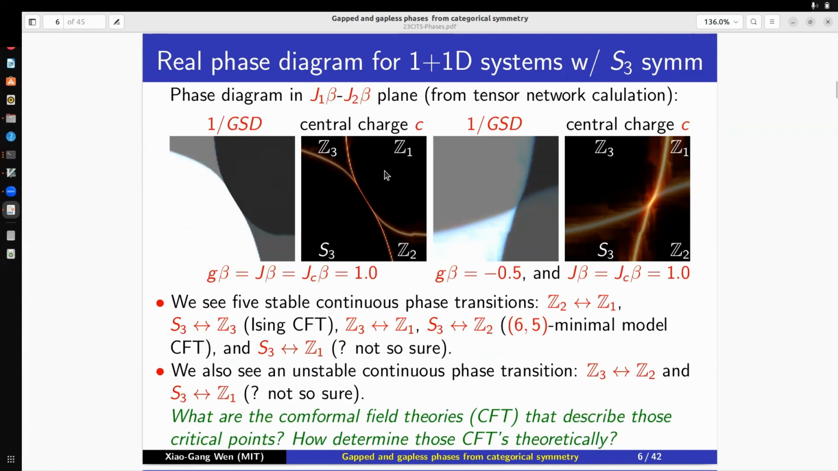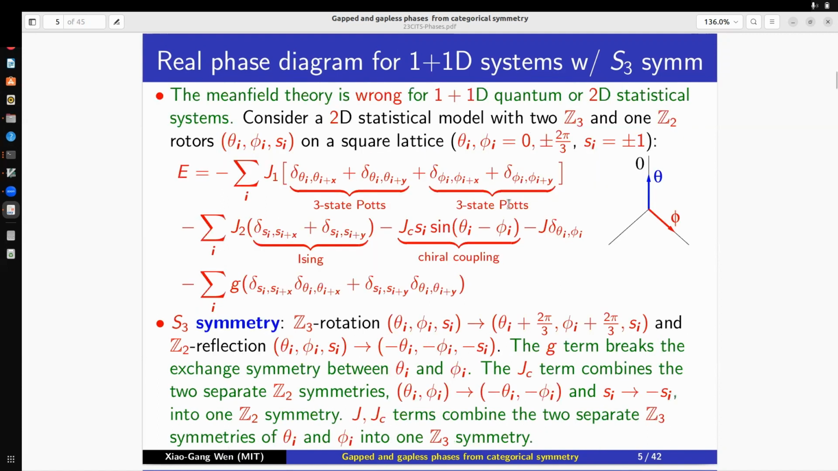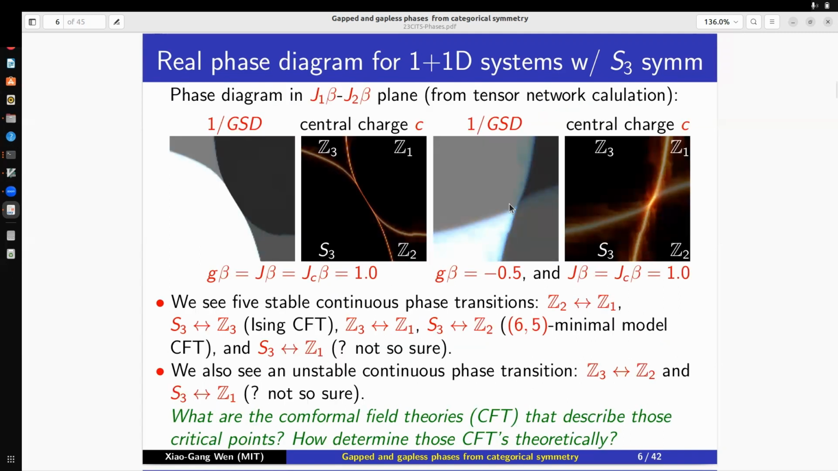So this transition from S3 to Z2 is well known. That's a Potts model transition. However, to see this S3 to Z1 transition, one needs to build this very complicated model with chirality built in, and most models with S3 symmetry don't have this chirality fluctuation built in. So we don't have that transition. It's kind of surprising that for this very simple symmetry for some spin system, this one transition is still kind of unknown. Okay, so this is one thing.